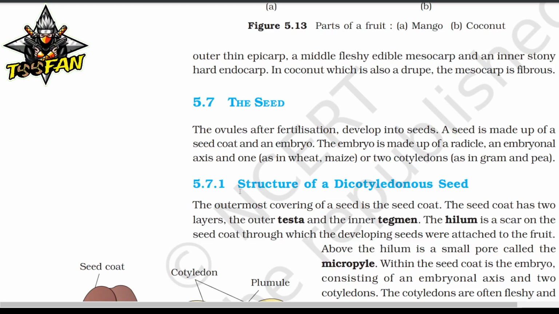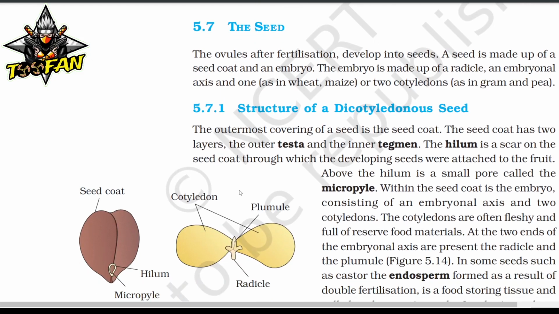Structure of dicotyledonous seed. The outermost covering of seed is the seed coat. The seed coat has two layers, the outer testa and inner tegmen. The hilum is a scar on the seed coat through which the developing seed was attached to the fruit. Above the hilum is a small pore called the micropyle.